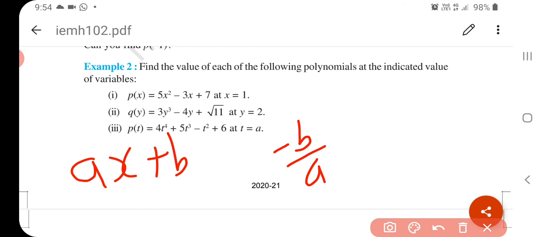A cubic will have 3 zeros. A polynomial of degree n greater than 1 can have at most n zeros. Meaning, whatever the degree of the polynomial, you can get at most that many zeros of the polynomial.